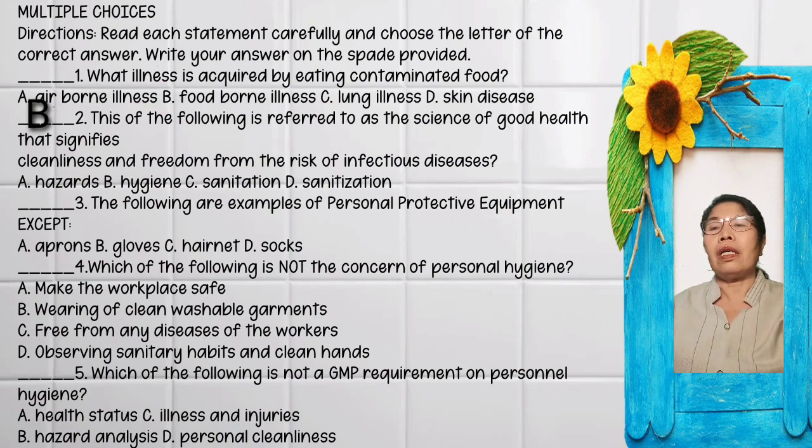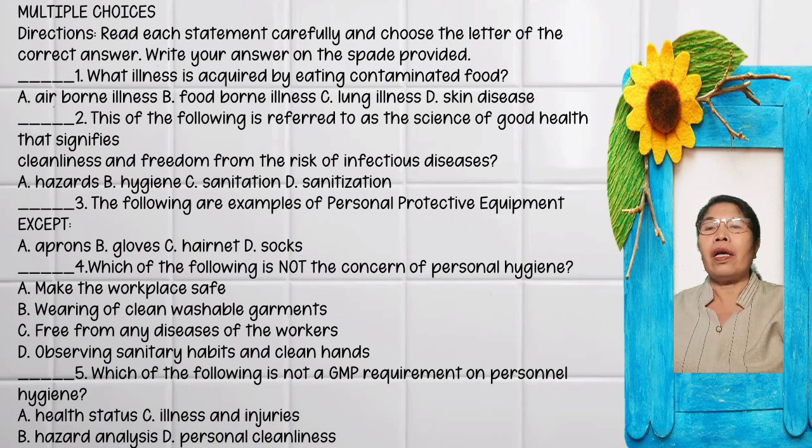How about number 3? The following are examples of personal protective equipment except letter A. Apron, B. Gloves, C. Hairnet, and letter D. Socks. What's your answer? Very good. The correct answer is letter D. Socks.